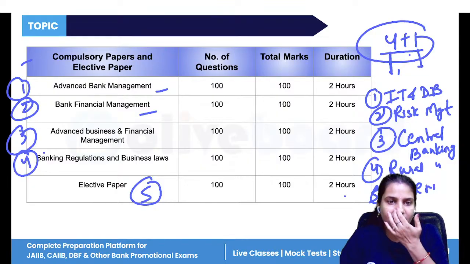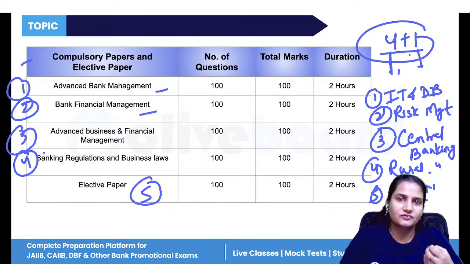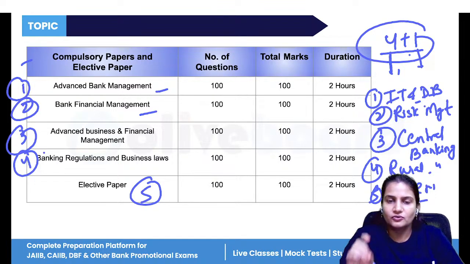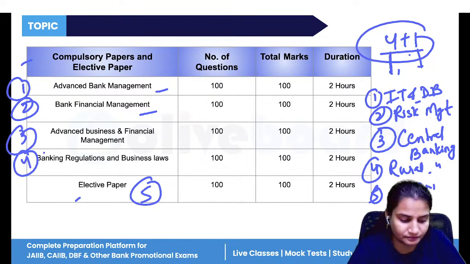Now, it entirely depends on you. In whichever paper you feel comfortable, you can go with that paper. If you have past experience of working in a rural bank, you can opt for rural banking. If you like the theoretical part much, you can go for HRM. If you have a background of engineering or science, then you can go for IT and DB. So it's your final call which paper you select from the elective papers among all the five.